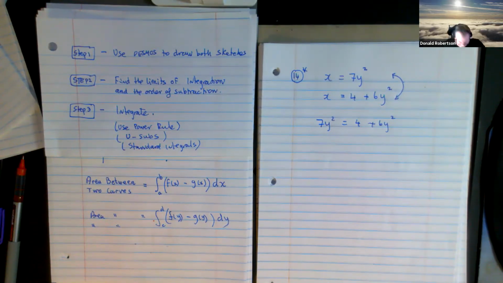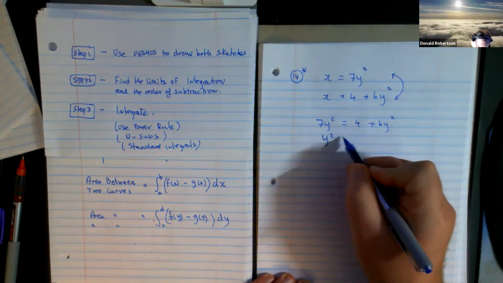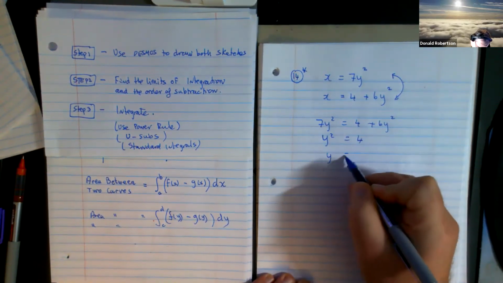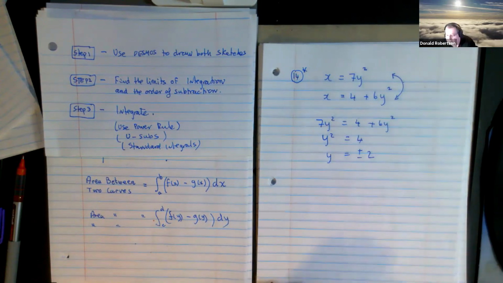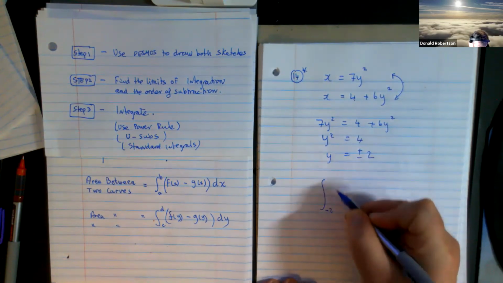Oh, darn it, they are the same. Okay, here goes. Subtract 6y squared from both sides. Do you see that the y values are plus or minus 2? So I know the integral is from -2 to 2.